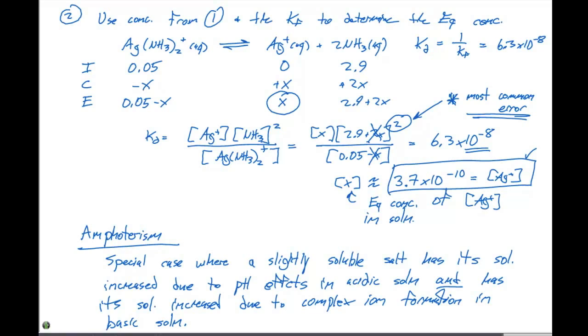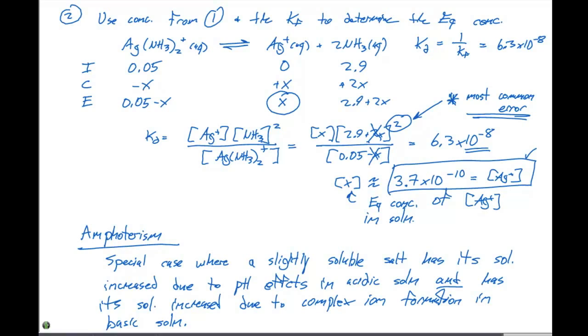So we're going to see an increase in solubility in acidic solution, and we're going to see an increase in solubility in basic solution. If you remember the term amphiprotic from the acid-base chapter, that means a particular species is going to act as both an acid or a base depending on the situation. If something is amphoteric, that means it's going to dissolve in both acidic solution and basic solution.